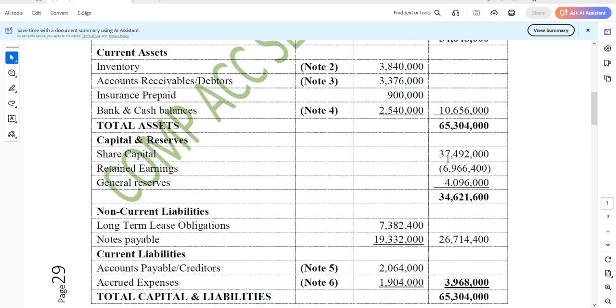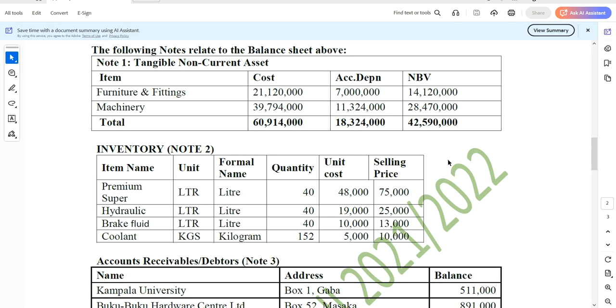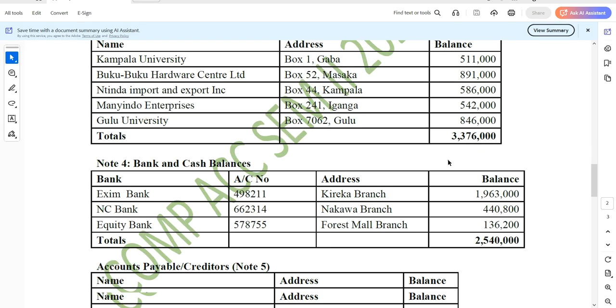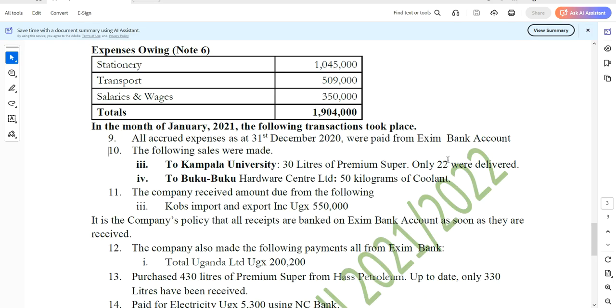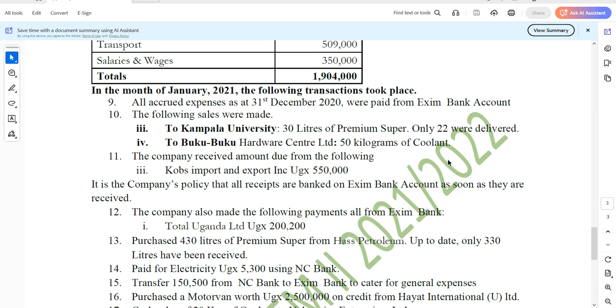Then systematically, we are going to record a series of daily business transactions. We have purchases and sales, both cash and credit. We have payments and receipts. And then we also have some contra entries.